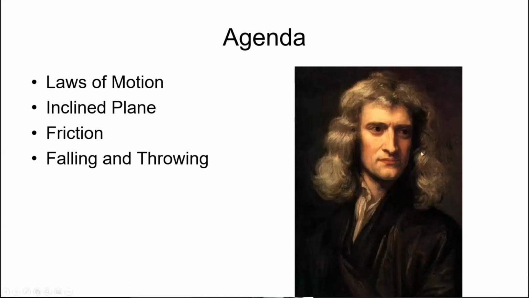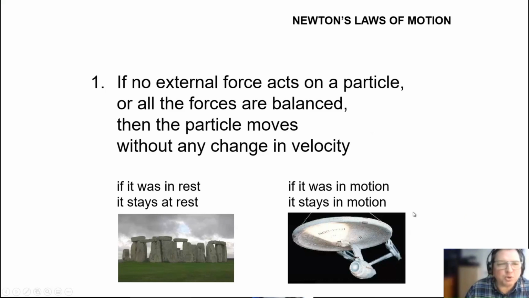So once again, I'm showing you Newton, and Newton's laws of motion. The first law of motion. If no external force acts on a particle or all the forces are balanced, then the particle moves without any change in velocity. So important things are, it very rarely means that there are no external forces. Much more often there are forces that are balanced, okay?